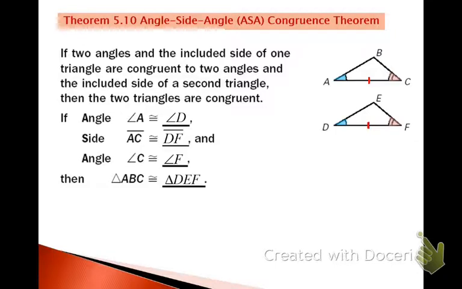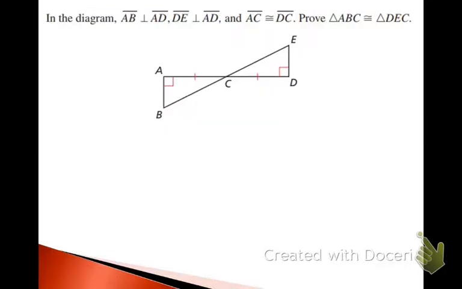All right, so we're going to do our first example. We have in the diagram, AB, what does the symbol mean? Is perpendicular. So AB and AD intersect and form 90. Did we already know that in the picture? We did. It also says, what is it? DE is perpendicular to AD. So again, they intersect and they form 90. We knew that too. And then the last it says AC, which is this line, is congruent to DC, which is this line. We're proving the triangles are congruent.